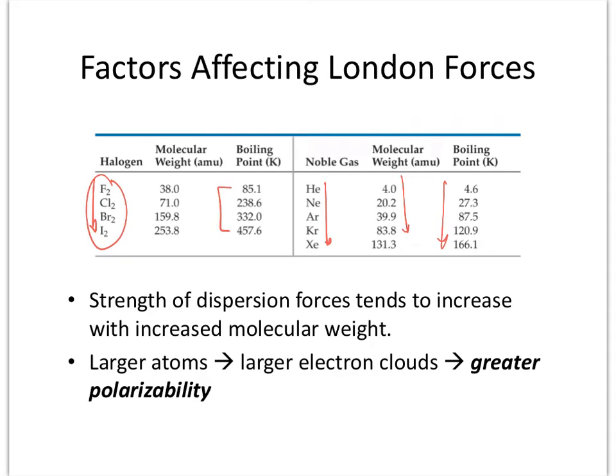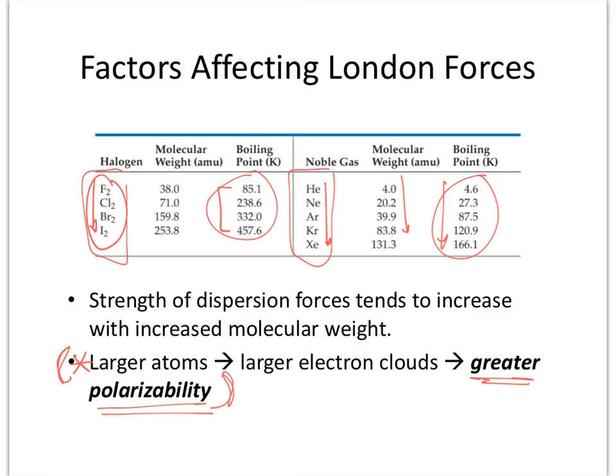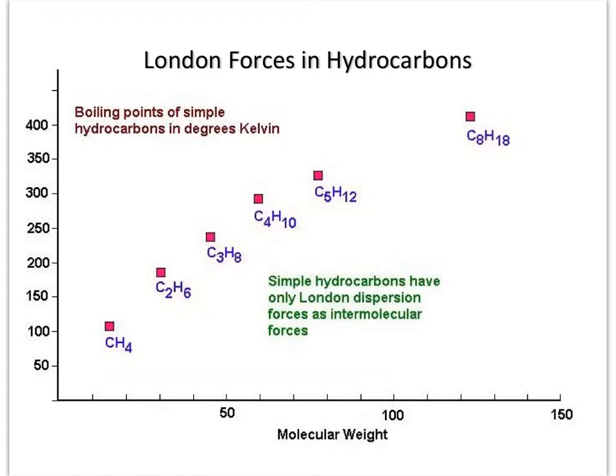And it's not because they're heavier per se, but because the larger the atoms involved, the larger their electron clouds. And the larger electron clouds have greater polarizability. So that's a really good explanation that you could give if you were asked to explain a trend in boiling points in a particular set of atoms or molecules that fall into a particular group.